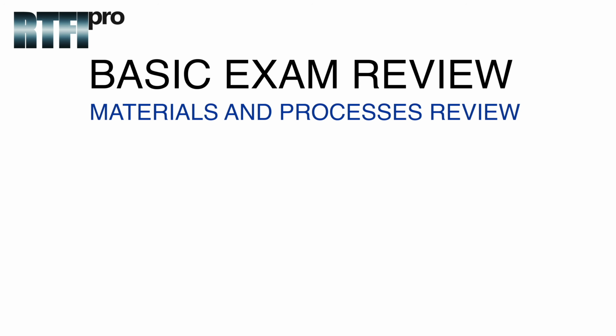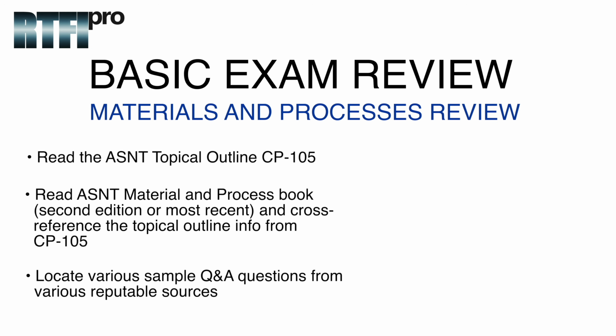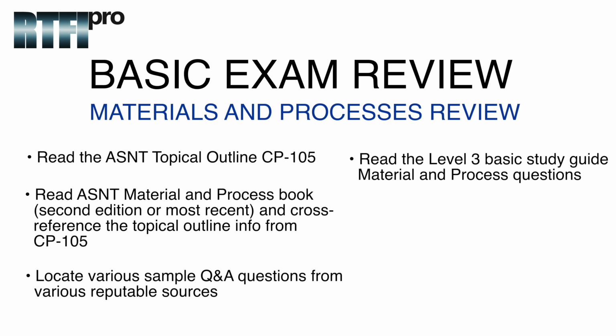Materials and process review. Read the ASNT topical outline CP-105. Read the ASNT Materials and Processes book, 2nd edition, and cross-reference the topical outline information from CP-105. Locate various sample Q&A questions from various reputable sources. Read the Level 3 Basic Study Guide materials and process questions. Expect upwards of 40 to 55 questions.